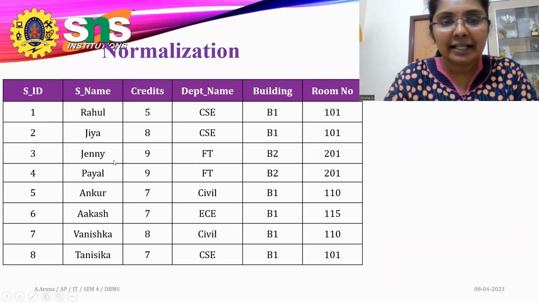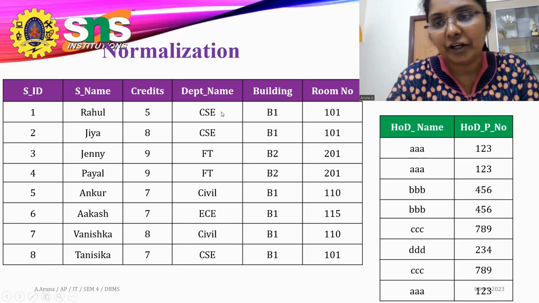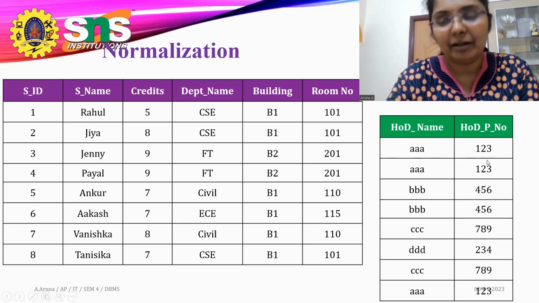So in the normalization, I'm going to split the table. Again, I'm going to include two more fields, that is HOD name and HOD phone number. For all CSE, definitely there is a single HOD, the same HOD for all the CSE students, and her phone number or room number will be the same. So for each and every CSE entry, I have to update all these things. So it is a very difficult process.